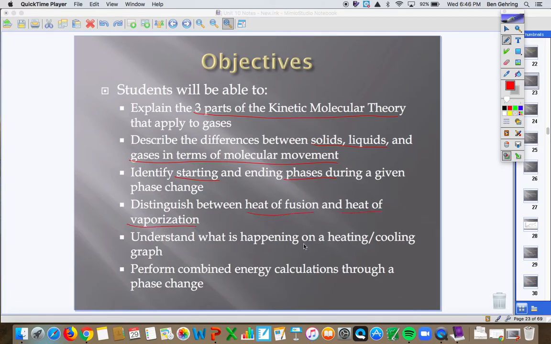You'll understand what is happening on a heating cooling chart or heating cooling graph, and you'll be able to perform combined energy calculations that involve a phase change. So let's get started.